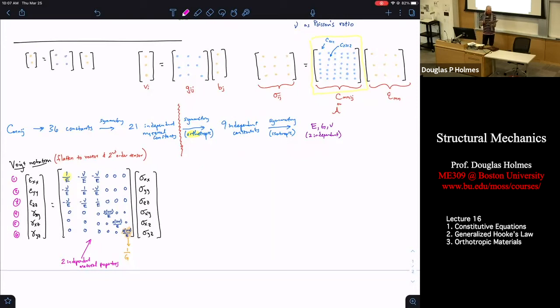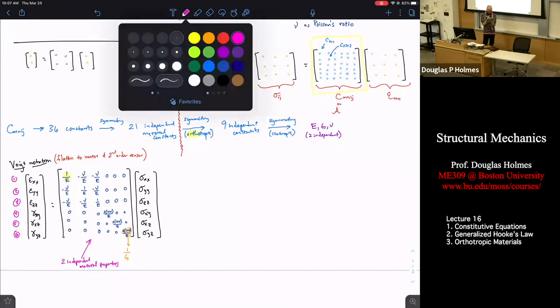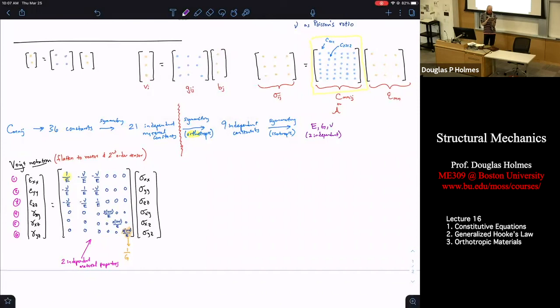Okay, so these are six equations. What are the six equations? You can try to write them out yourselves if you want. They're not too bad. They should also be equations you have seen before. So the six equations are epsilon xx equals 1 over E times sigma xx minus nu sigma yy minus nu sigma zz. That's the first one.